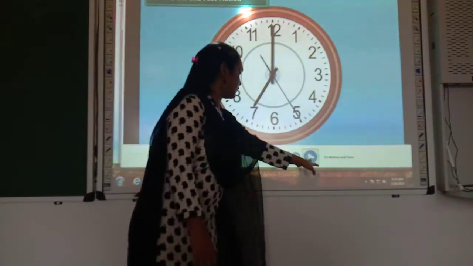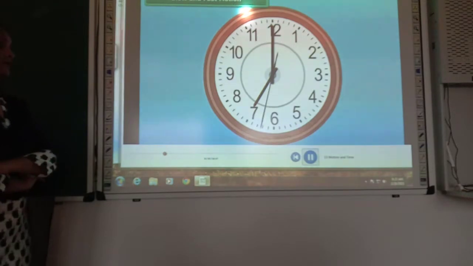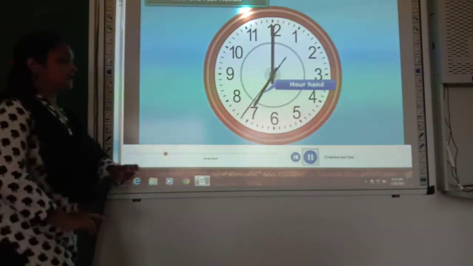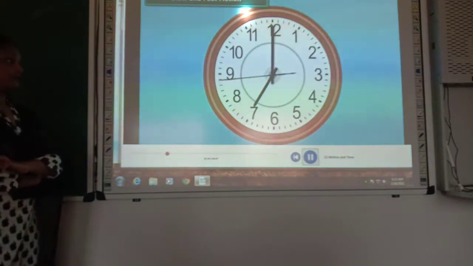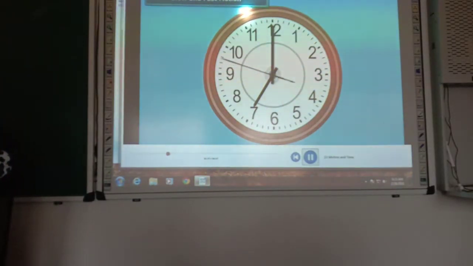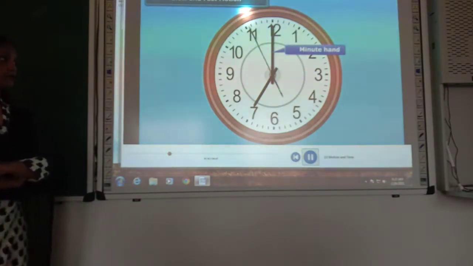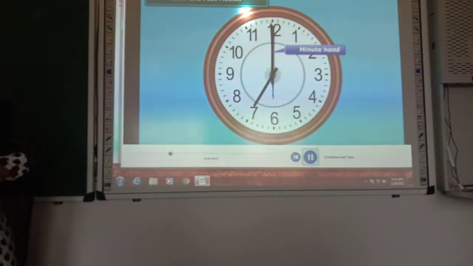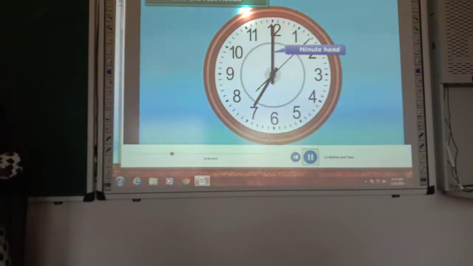How it is represented: the smallest needle, which is also the slowest, is called the hour hand. It completes 1 revolution in 12 hours. The needle smaller than the second hand and longer than the hour hand is the minute hand. It moves slower than the second hand but faster than the hour hand. It completes 1 revolution in 1 hour.